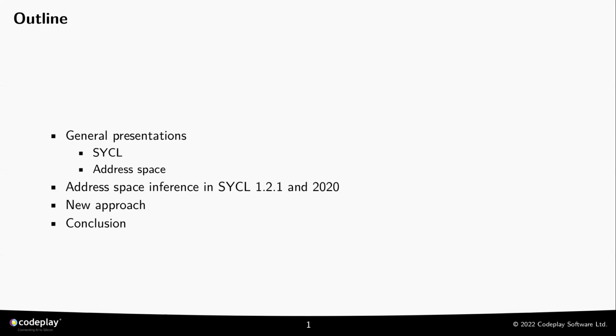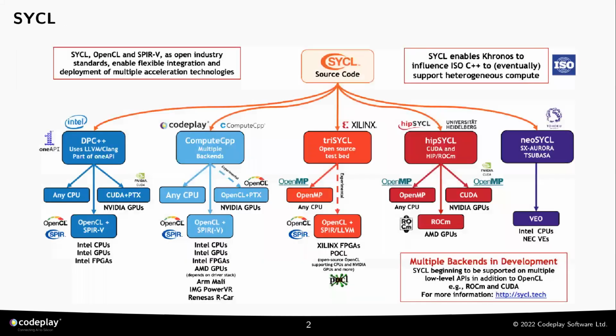This is a niche talk about very specific points of address space management done during the device compilation of SYCL programs. We'll cover some basic points about address spaces, address space inference in SYCL 1.2.1 and 2020, and move on to our new approach and get some conclusions on points to consider for a well-formed extension.